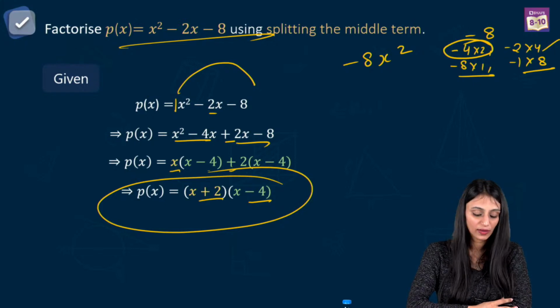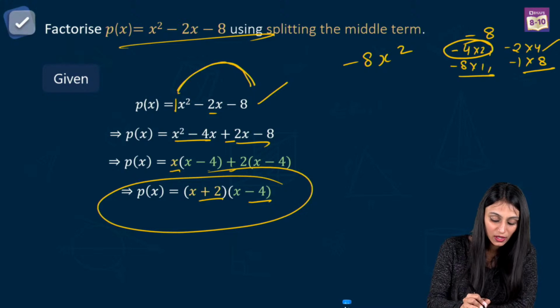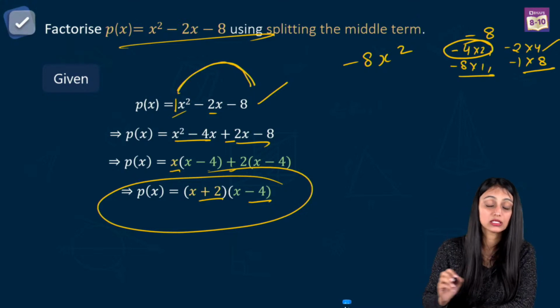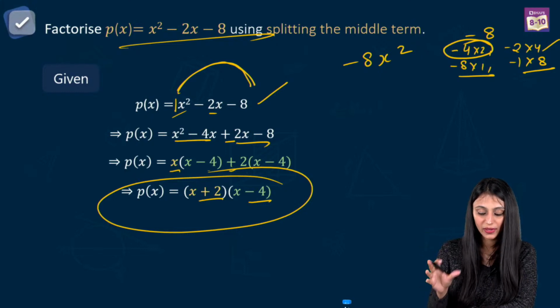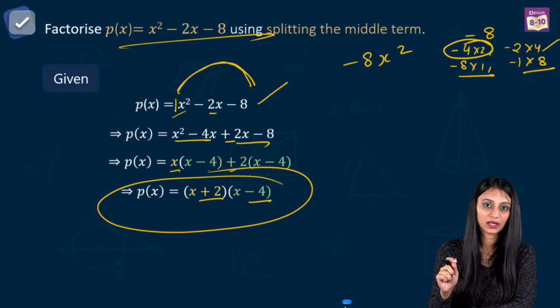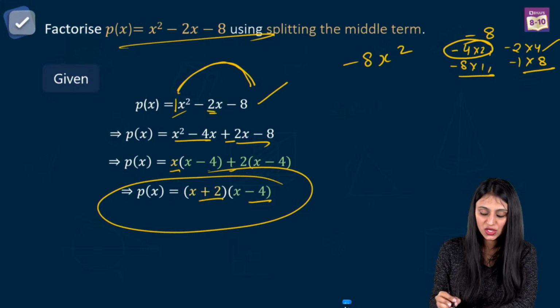See Purva, all you have to do is first check whether it is in the standard form. Then you have to multiply the constant term and the coefficient of this very first term. You get minus 8x square. You make all the pairs, right? Once you have all the pairs, then you need to think which pair I can pick up so that when I add it or I subtract it, I should get minus 2. You can check with all of them.